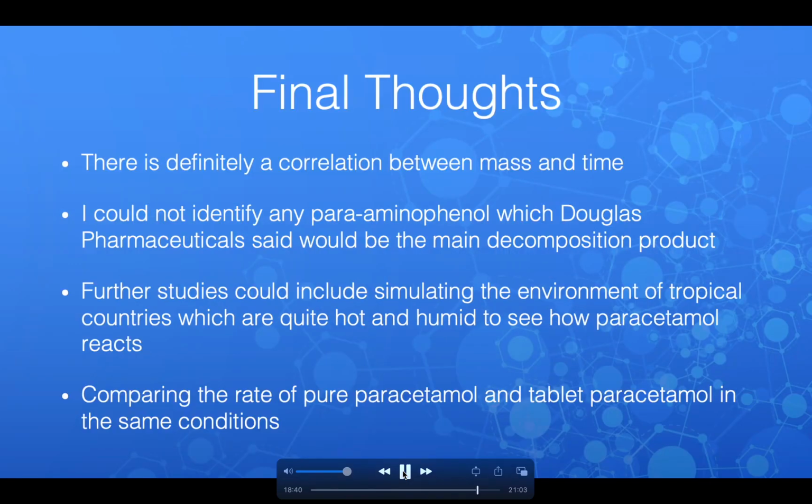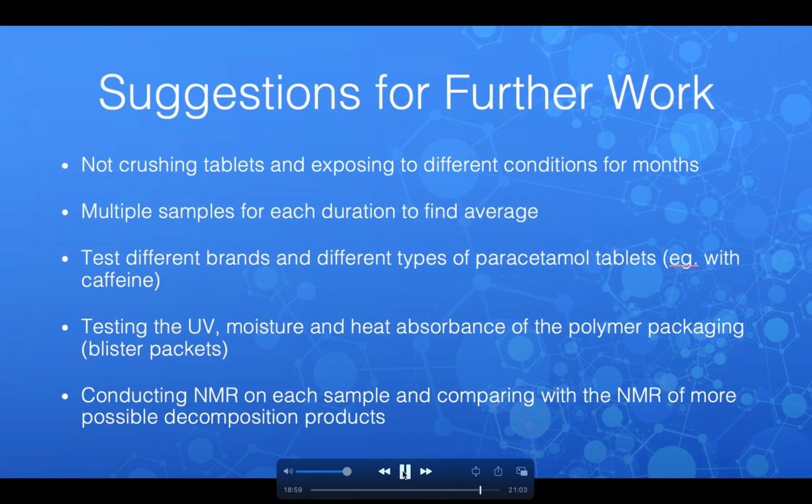So essentially from this project, I can confirm that paracetamol does decompose over time. There is definitely a correlation between mass remaining and time. However, the decomposition products are inconclusive, and further research or a future study would have to be done to determine that data. So this project really only scraped the surface. There is definitely far more detail that this project could go into.